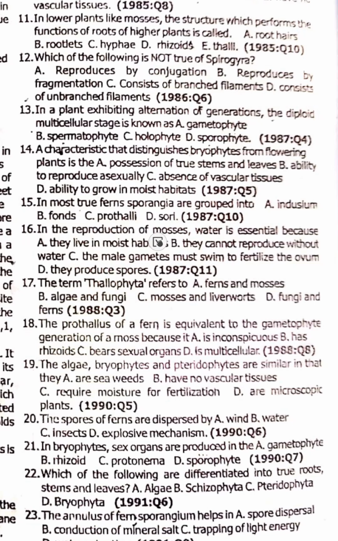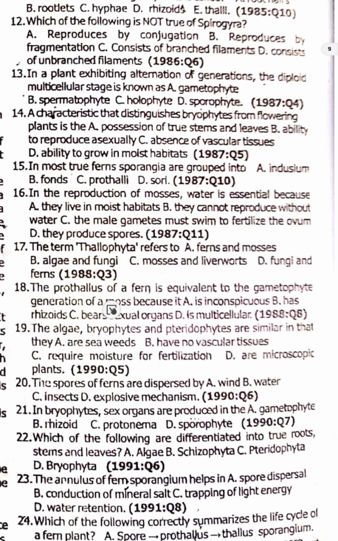16. In the reproduction of mosses, a type of primitive early plant, water is essential because the male gamete must swim to fertilize the ovum. 17. The term thallophyte refers to algae and fungi. Option B.